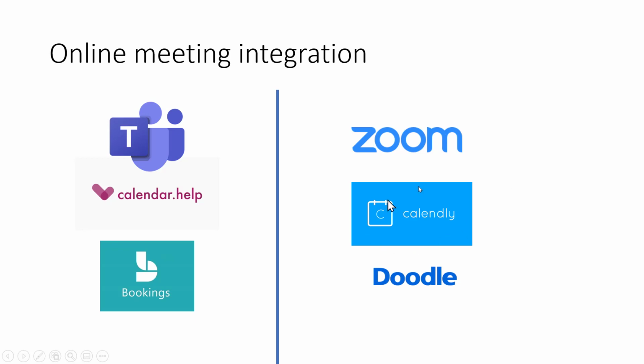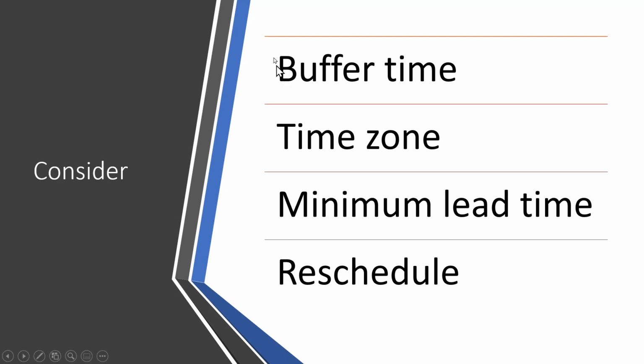And then what integrates well for online meetings. Currently, Zoom integrates with Calendly and Doodle, but not the Microsoft apps, whereas Teams integrates well with calendar.help and Bookings. And now that we're doing a lot of meetings online, that's kind of significant. So we're looking at factors like buffer time. That's really, really important, which time zone they're in and how that syncs. What the minimum lead time is, and how easy it is for people to reschedule.